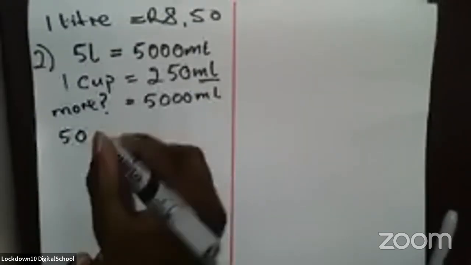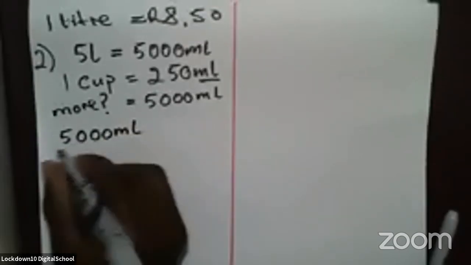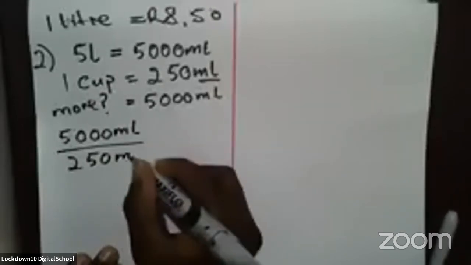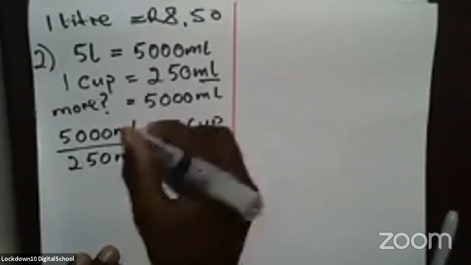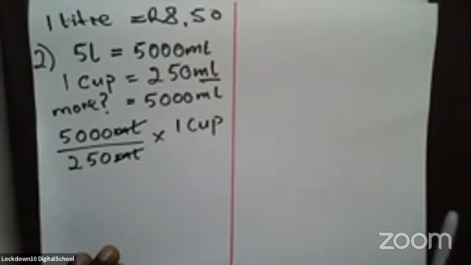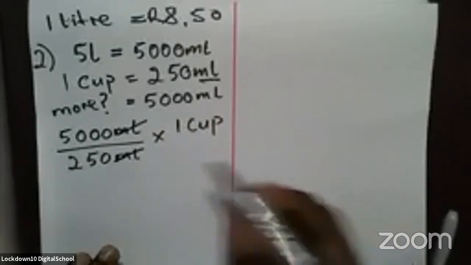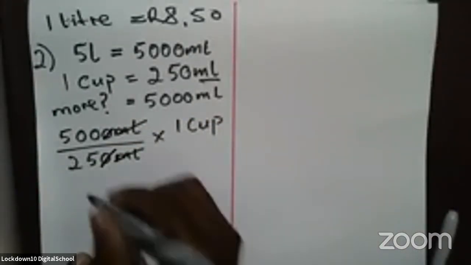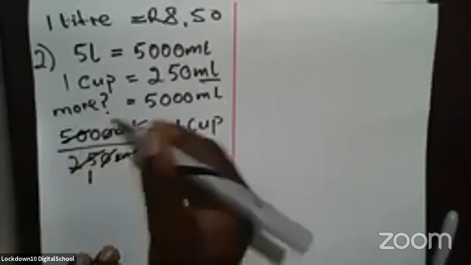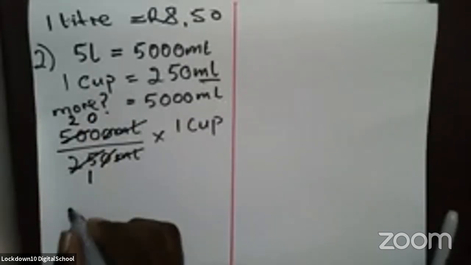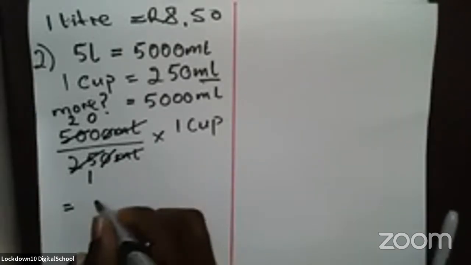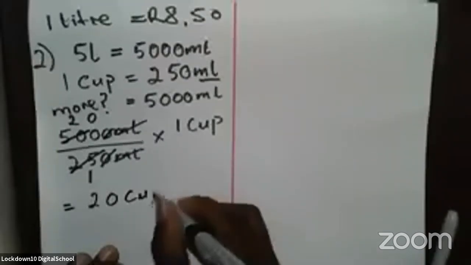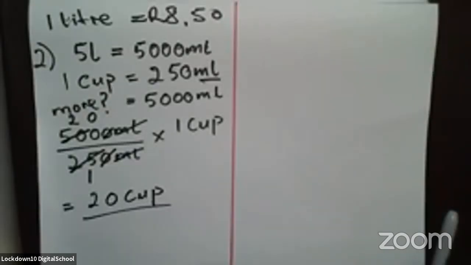So I'm going to say 5,000 milliliters over 250 milliliters multiplied by quantity. My quantity here is 1 cup. Milliliters and milliliters, so my answer is not going to contain milliliters. I cancel out milliliters and these zeros. 25 into 25, I have 1. 25 into 50, I have 2. Then I have a 0 here. So my answer is 20 multiplied by 1 cup, which is 20 cups. So Tabiso can sell 20 cups of lemonade.